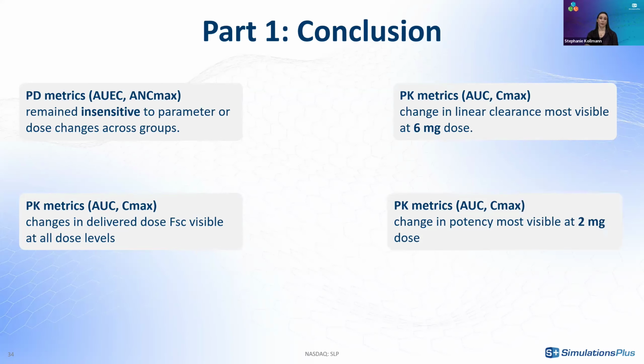And finally, for potency, the change in potency is most visible at the 2 milligram dose. In that lower dose region, target-mediated processes dominate, so potency-related differences have a stronger impact on exposure than they do at higher doses.